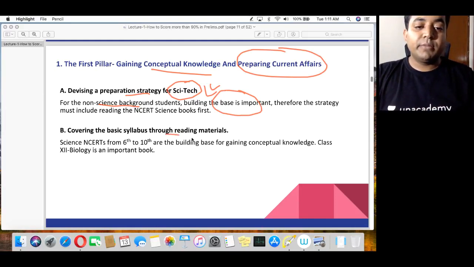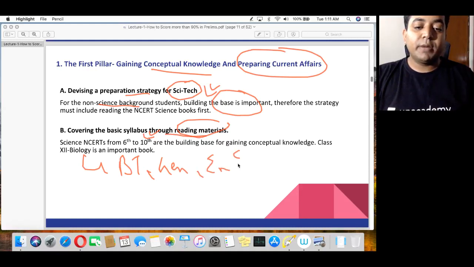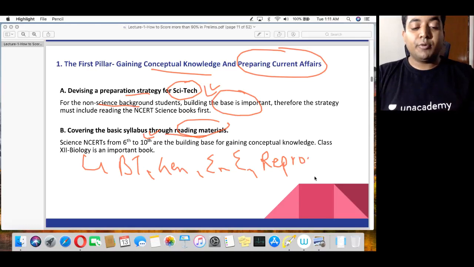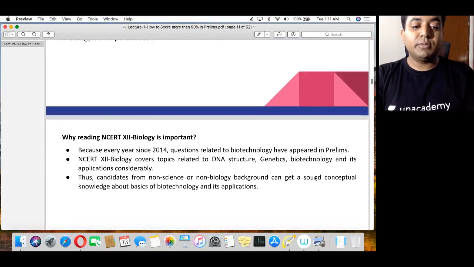Then we will cover the basic syllabus through these reading materials, like 6th to 10th are the basic building blocks. 12th biology is an important book because it includes biotechnology, genetics, and it also includes environment and ecology. It also includes reproduction science. So all these are important topics. Questions are indeed asked from them.